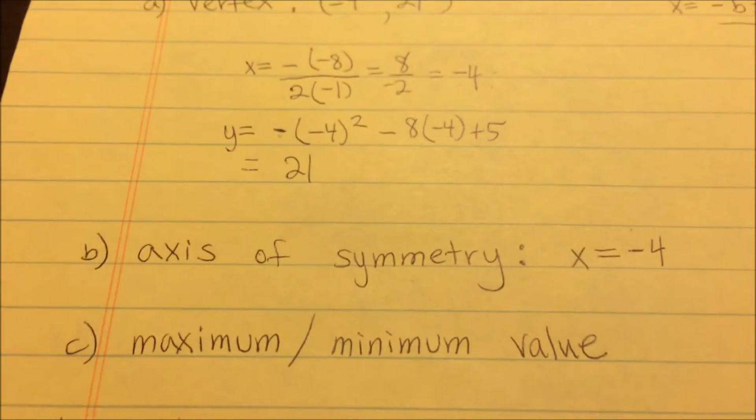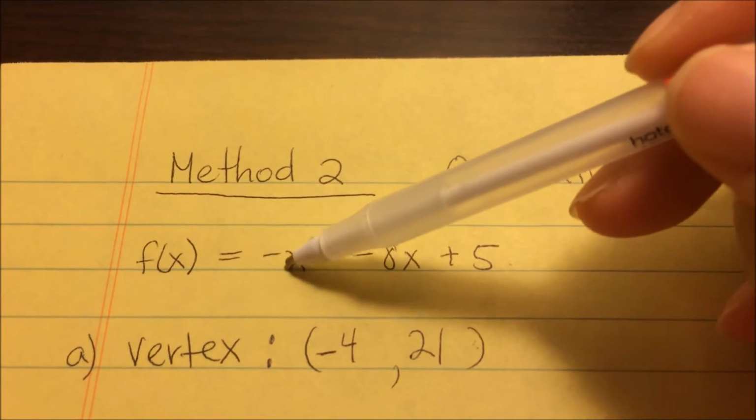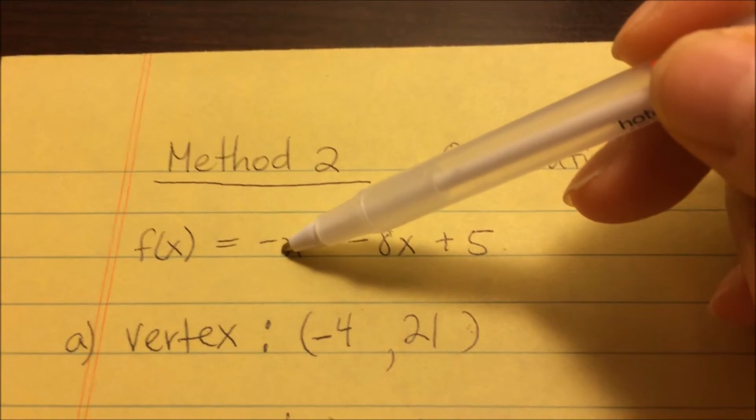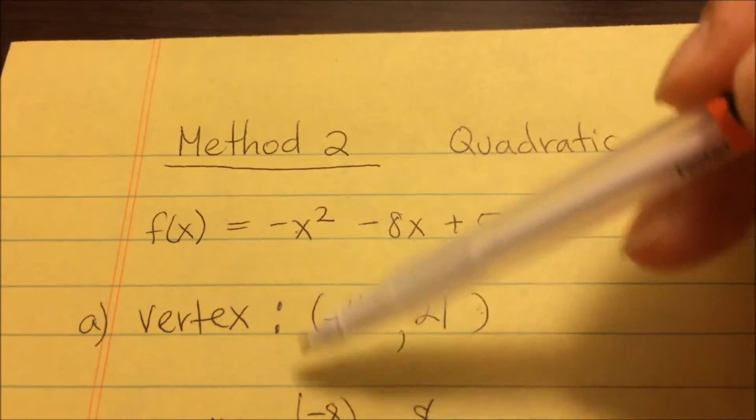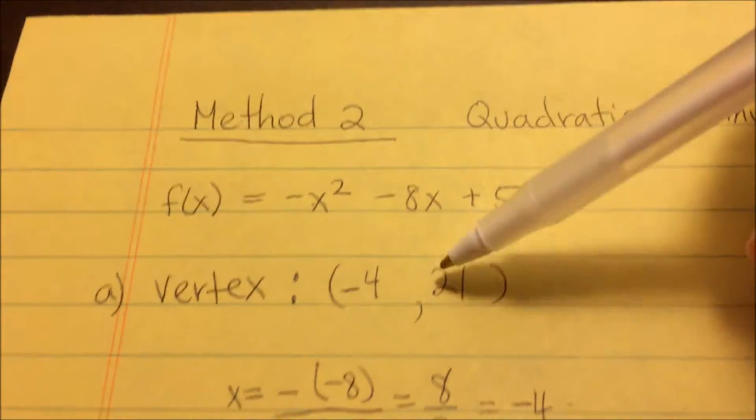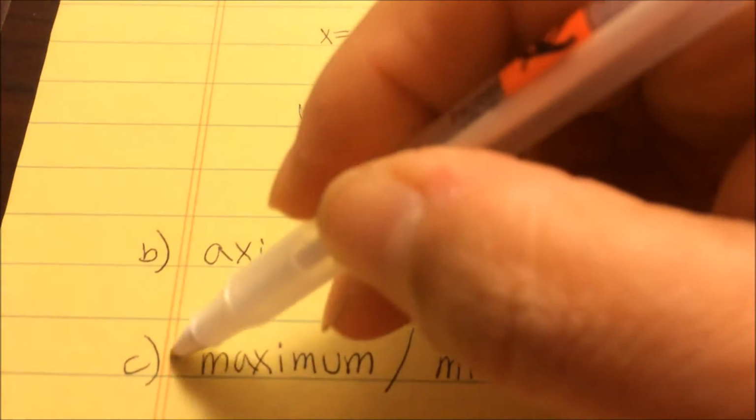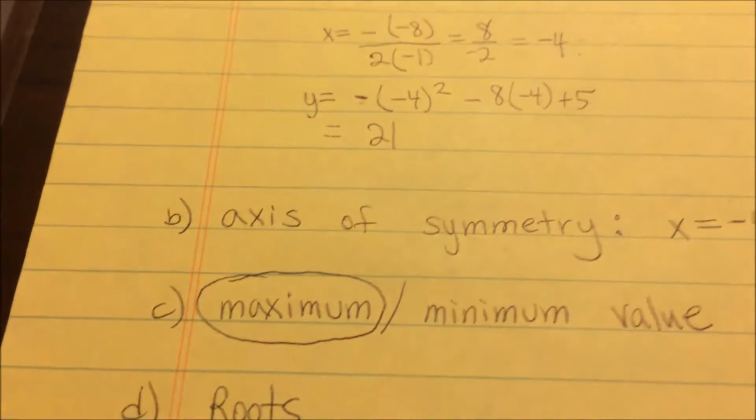Okay, then we do maximum minimum. Maximum minimum is the same idea as the previous one. We can just look at where a is right there and determine if it's max or min. Since it's negative, the parabola is going to open downwards, right? So we know for sure we're going to have a maximum right there. So we can circle maximum right there.